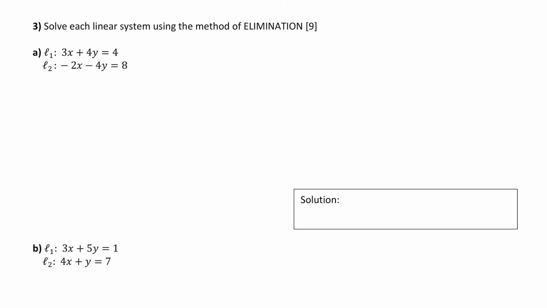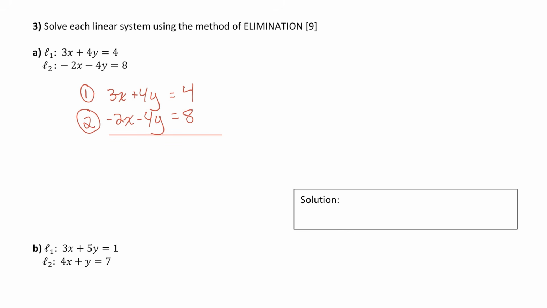Let's try number 3. Solve each linear system using elimination. The method of elimination, we write the equations on top of each other, and then you want either the x's or the y's in both equations to have coefficients that have the same absolute value. Notice the y's already have coefficients of the same absolute value. So then what we do is we decide will adding or subtracting the two equations from each other eliminate the variable y.